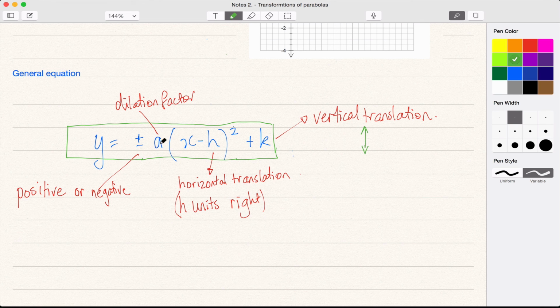The a out the front of the x squared is the dilation factor. And you need to check whether it's a fraction or a whole number to know whether it's a fatter or skinnier graph than normal. And the plus or minus sign out the front tells you whether it's a positive or a negative parabola, whether it's a happy face or a sad face.